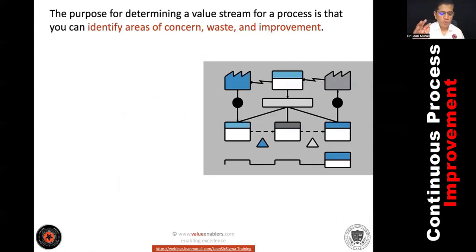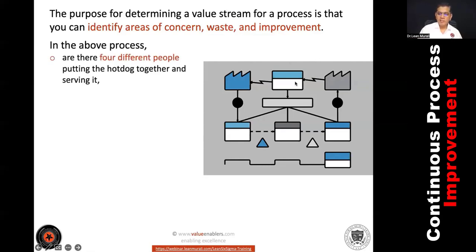But as of now, because this is the beginning of the Lean Six Sigma journey, all you have to understand is there is a tool called value stream map, and the value stream map has 3 components: the information flows, the process flows or the material flows, and the timelines, which are put together in a certain fashion so that we can identify areas of improvement to service the customer, to add value to the customer. So in the above process, you find someone doing this, someone doing that. There are 4 people putting the hot dog together and serving it.